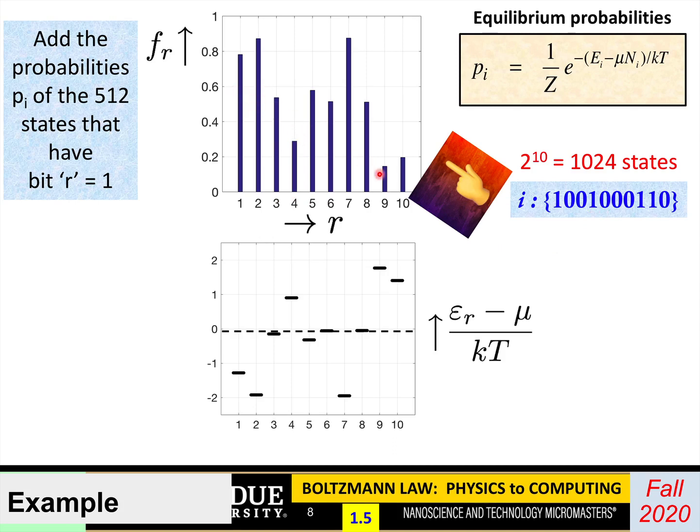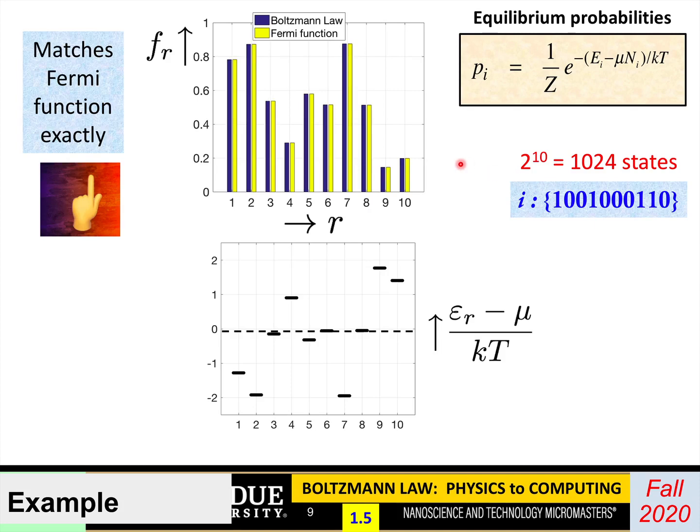So that's how you could do this if you are starting from the Boltzmann law. Of course, it forces you to work in the 2 to the 10 space. But in this case though, if you just applied the Fermi function to each one, so now you look at these 10 levels and you apply the Fermi function to this one, then you would have come up with exactly the same answer that you get from this much more elaborate procedure using the Boltzmann law.